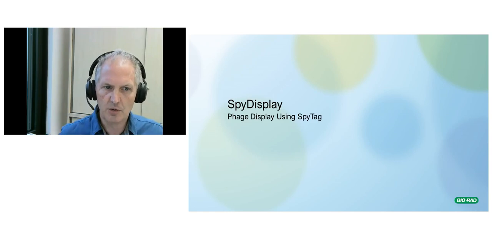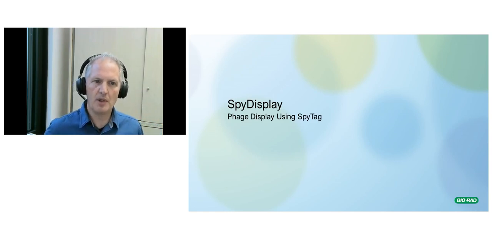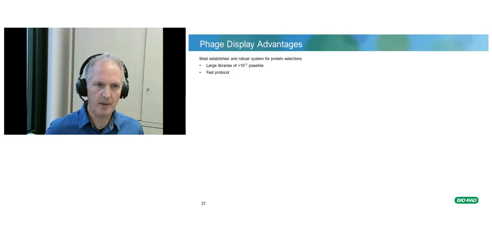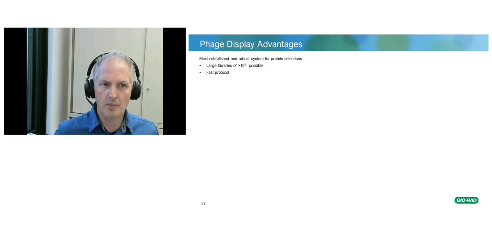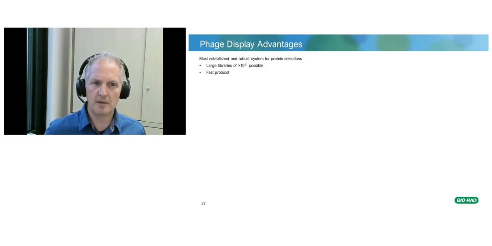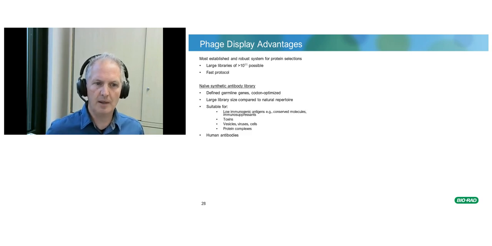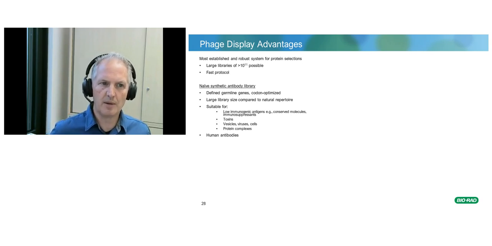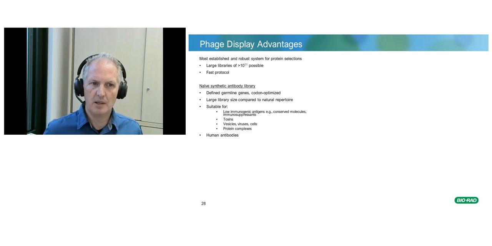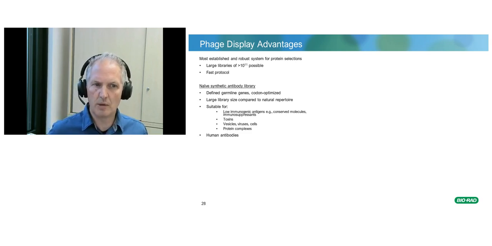With this, I want to switch to phage display and show you how we use the SpyTag in our so-called SpyDisplay. Phage display is a most established and most robust selection system for proteins, established more than 30 years ago. And it has several big advantages. One is that you can work with very large libraries with more than 10 to the 11 members, and it's a very fast protocol. In our case, we use it with a naive synthetic antibody library with defined germline genes, which are codon optimized.